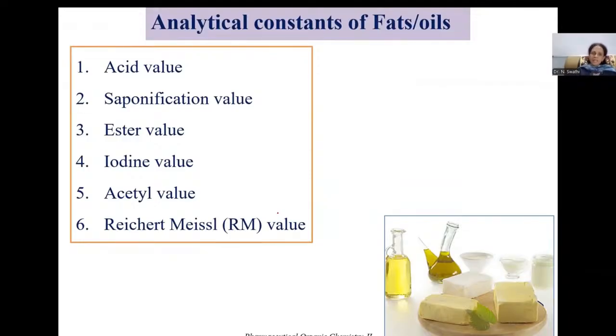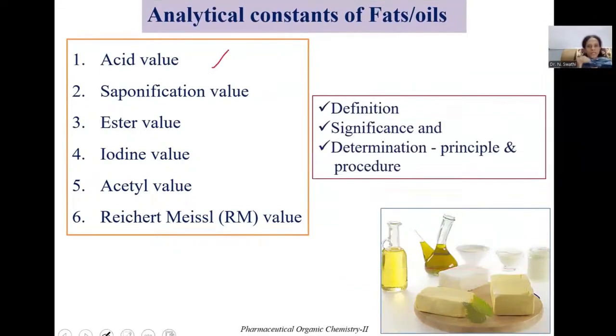By determining these analytical constants for a given fat or oil, we can determine its purity. Each of these analytical constants will be discussed under 3 headings. The first and most important is the definition. For acid value, what is the proper definition, what is the significance of acid value, and how can we determine it, which includes both the principle as well as the procedure. Now let's first begin with acid value.